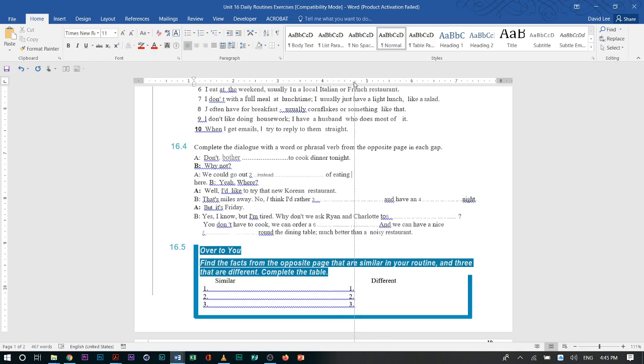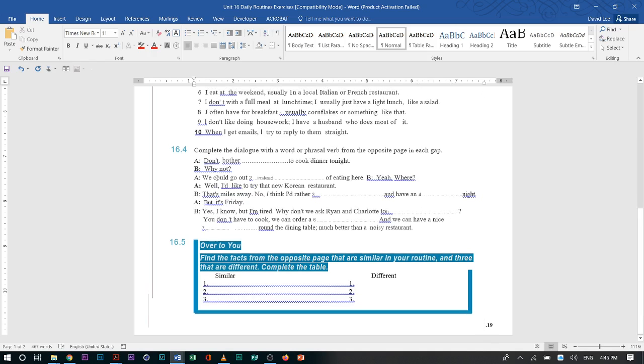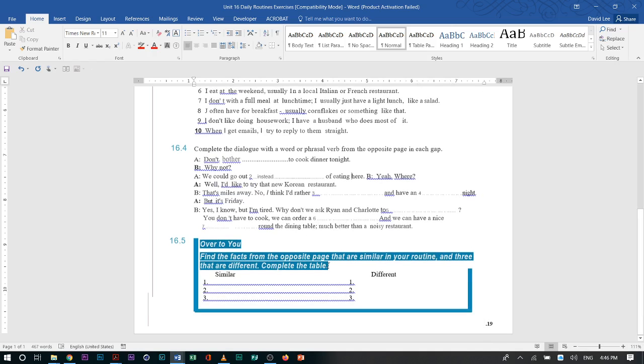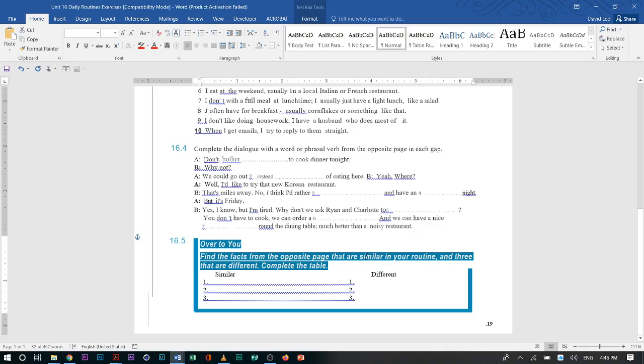Alright, so just do this. Fill it in for the rest of the items right here. And for number 16.5, over to you. You are going to find three facts from the opposite page that are the same. See, similar means the same, right? So it's the same in your routine. And three that are different, and then you'll just complete the table. What do you do the same, all right? And what do you do differently?